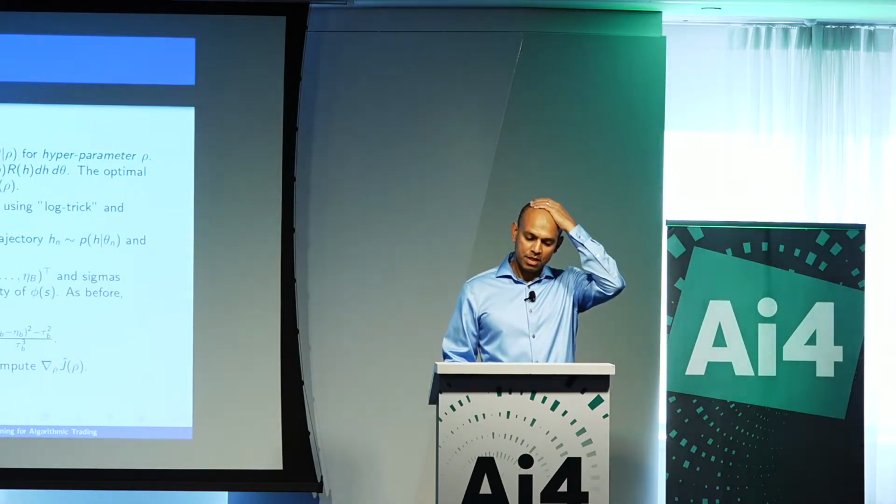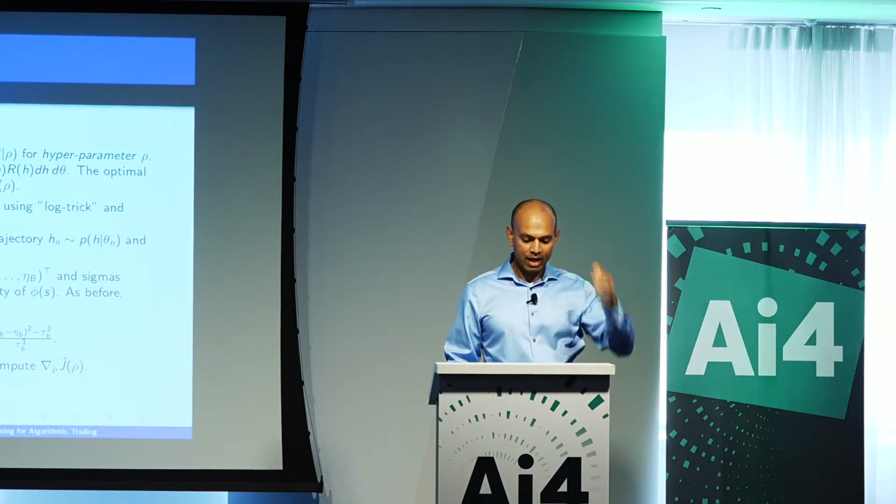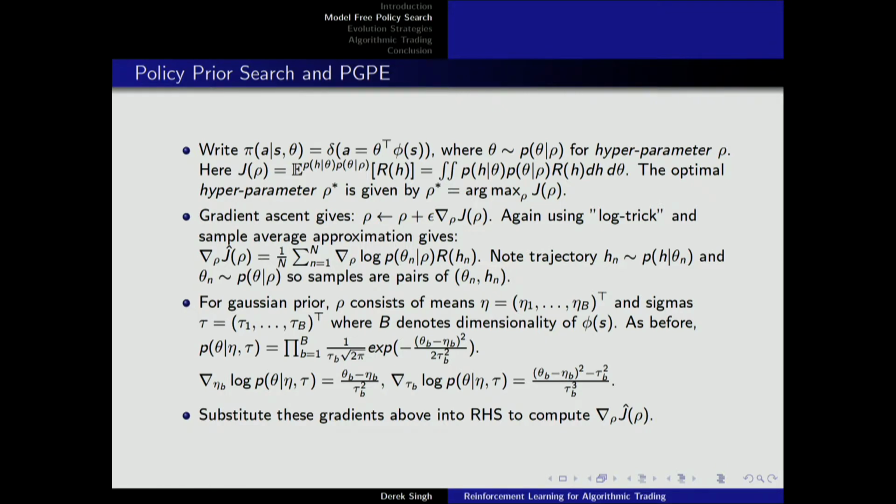So here now, because it's deterministic, we write pi in terms of this delta function, because we only take this action a, which is driven by your choice of basis function. Here it's a linear basis, phi, where theta is now drawn from a hyperparameter rho. But the delta function, again, is because it's deterministic. You only take that particular action.